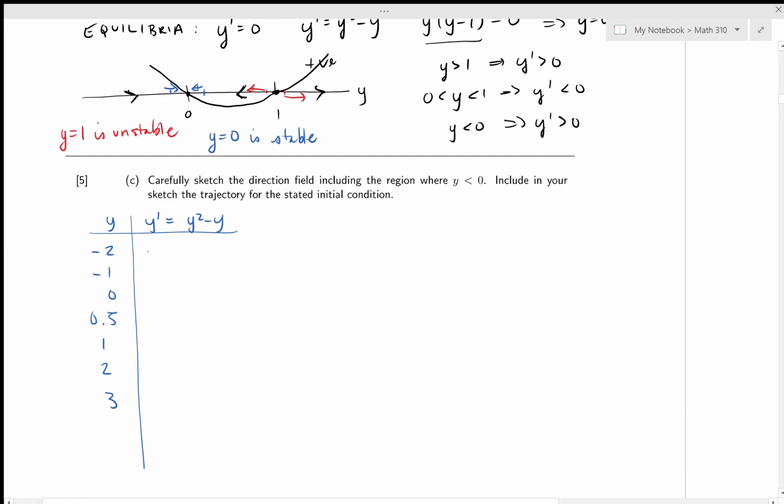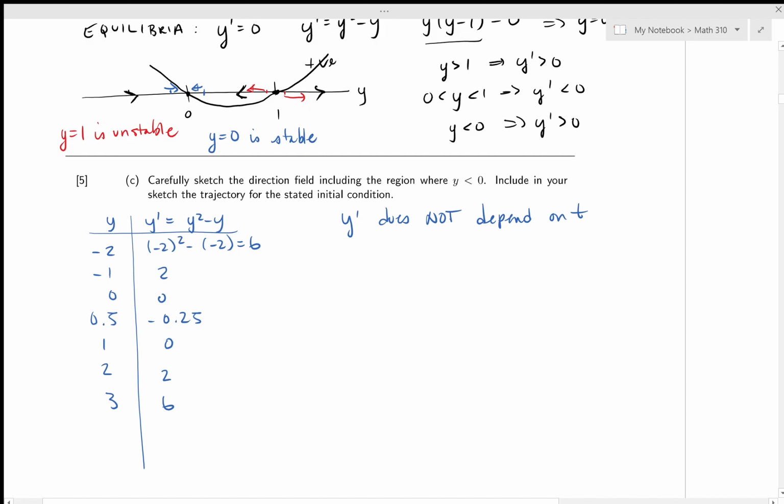I make the calculation y squared minus y. I'm just going to do one of these for you to see: this is -2 squared minus (-2), and that is 6. That is y squared minus y when y is -2. I'm going to make that calculation for each one of these, and I get these numbers here. I notice that y prime does not depend on t.